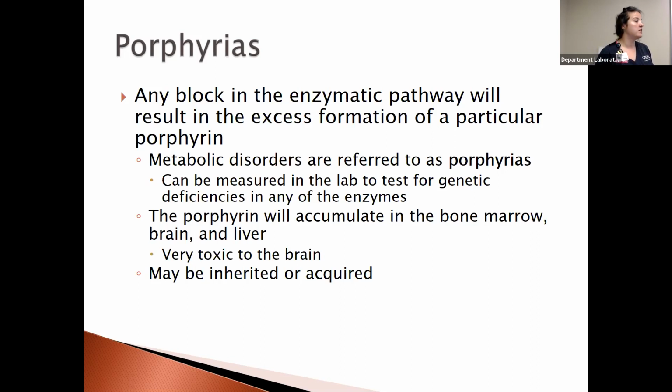So those conditions may be inherited. So if you have an inherited deficiency of some of those enzymes, that results in a porphyria, all right, or it could be acquired, such as lead poisoning, all right, which is a known acquired porphyria.